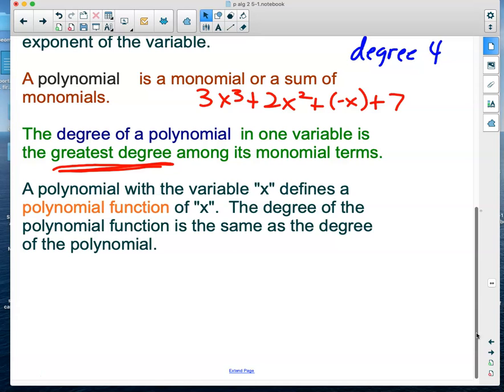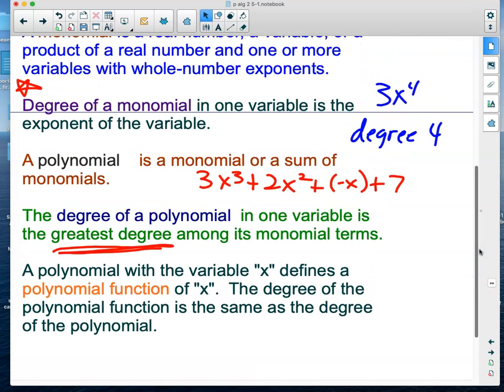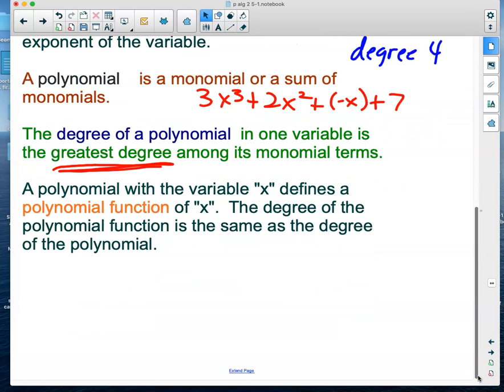Now, that's what we usually do anyway, because we like to write these in what's called descending order. So biggest power first, then the next biggest power, and so on. So 3, 2, 1, 0. We like to put that in descending order. That's called standard form. So that's usually going to be the first thing we do anyway, is get it into standard form.